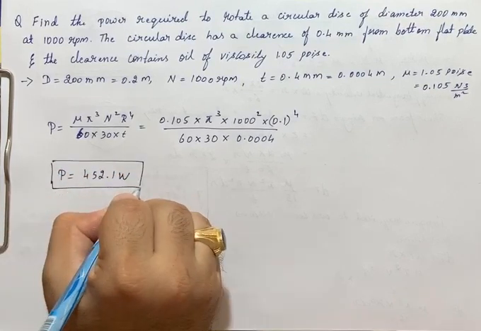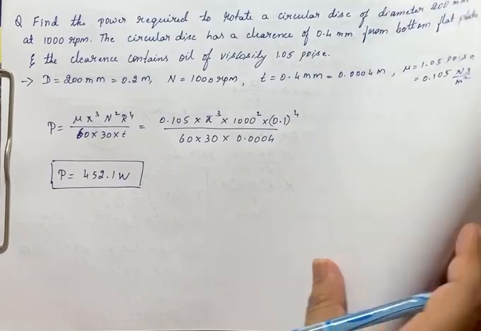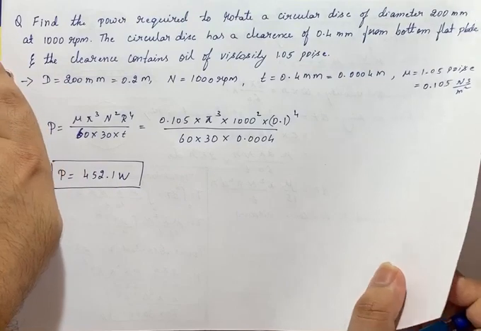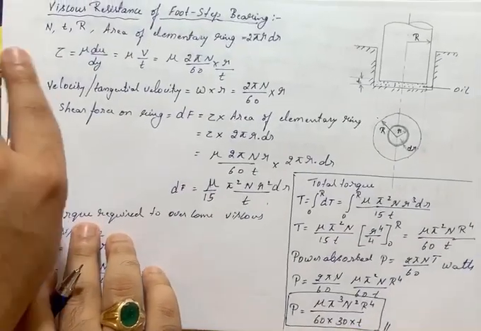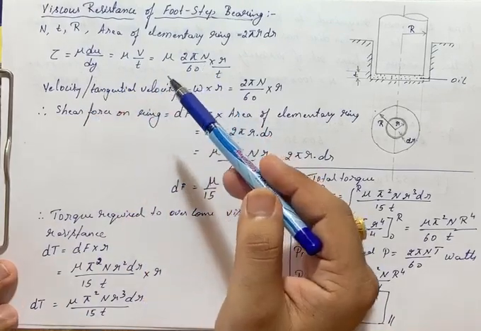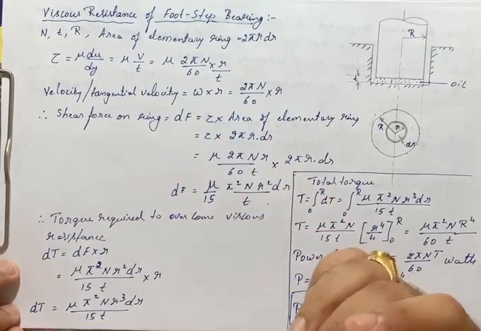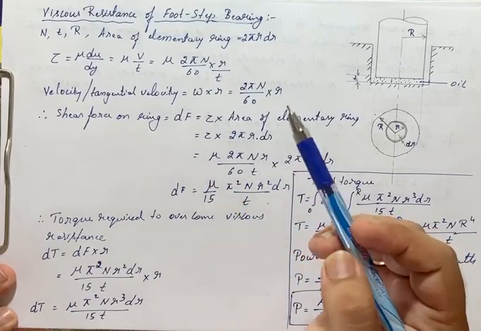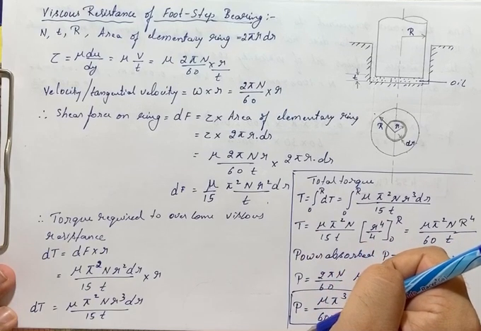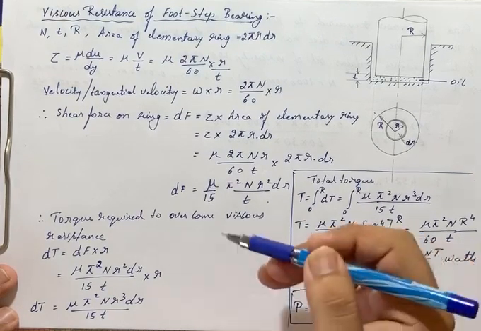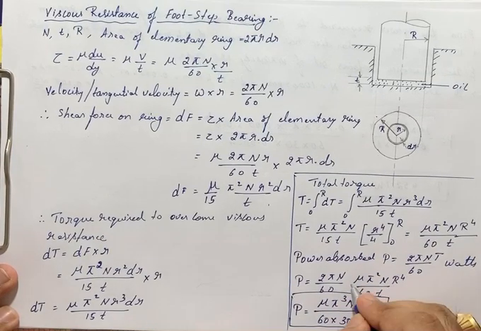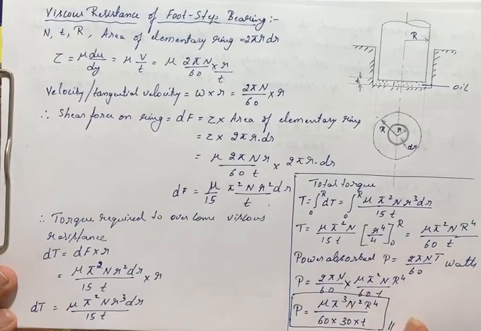You can follow this step, or else follow the derivation we did in the previous steps. But in the last numerical I did it in this manner. First I find out tau, the area, the torque, and the force. After that I find out the power absorbed. You can do it in either manner. Yes, 2 pi nT, this is the formula, it is correct.